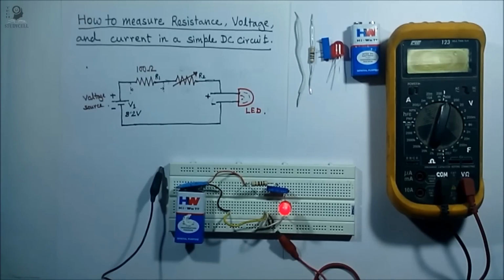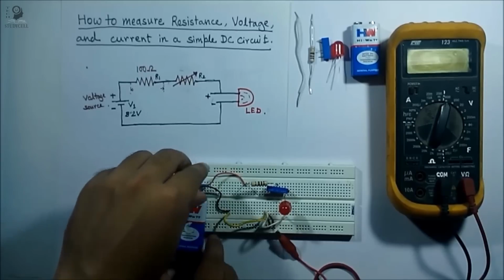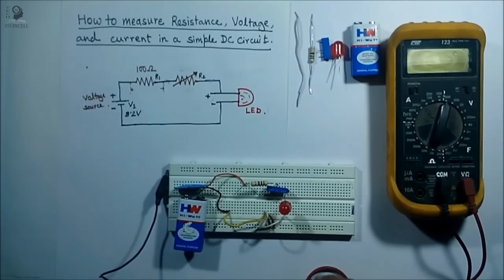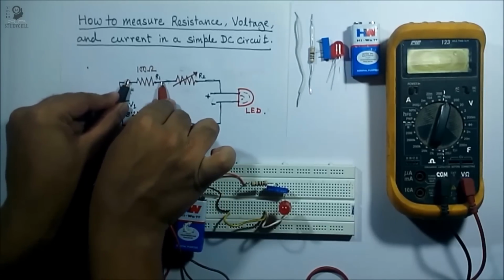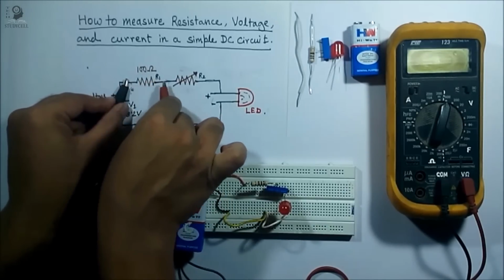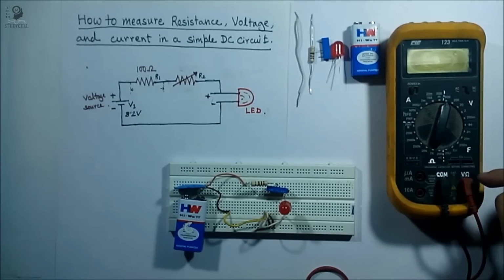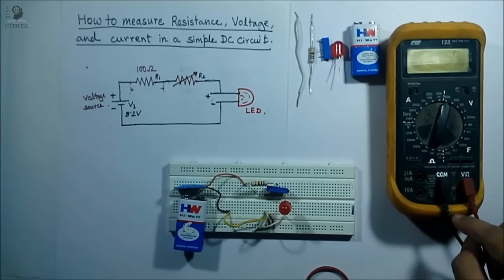Now to measure the resistance, at first we have to disconnect the power supply from the circuit. Second, we have to connect both leads of the multimeter across the resistance, in this case R1, to measure the value of the resistance. So to measure the value of R1, first we have to see that the multimeter red lead is connected in the voltage and omega port, and the black lead is connected to the common port.